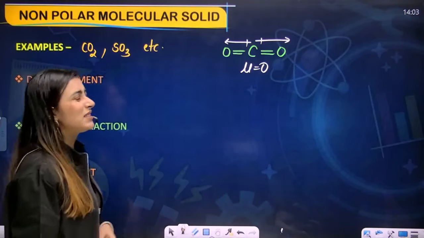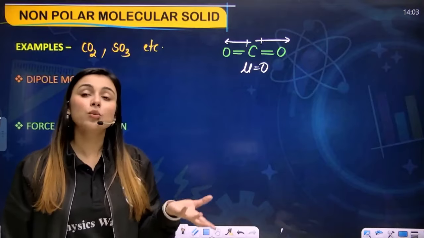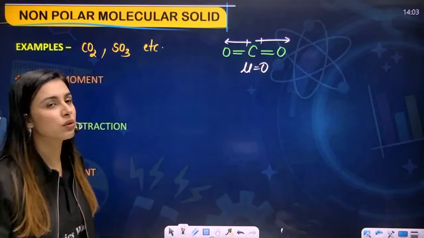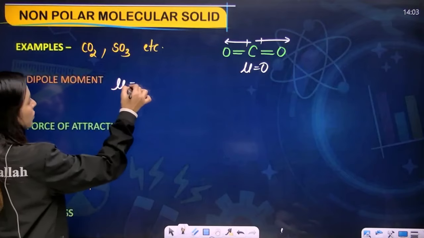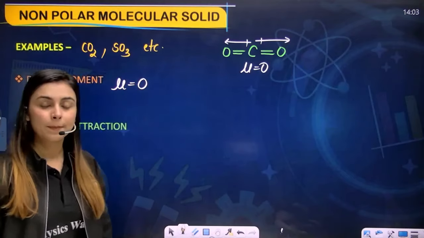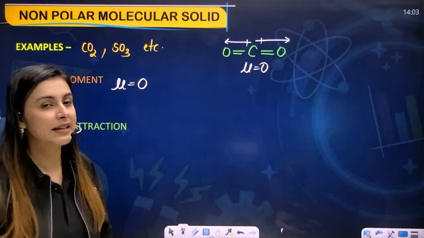Now let's talk about the dipole moment. Since they are non-polar, what will be their dipole moment? Zero. So can I say that the dipole moment here would be equal to zero? Yeah, perfect. Let's move forward.